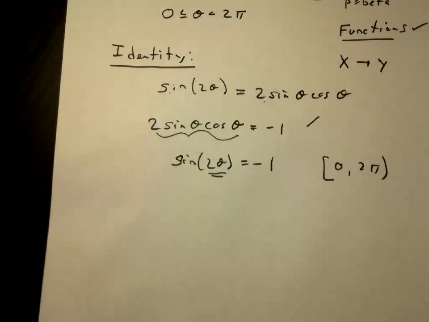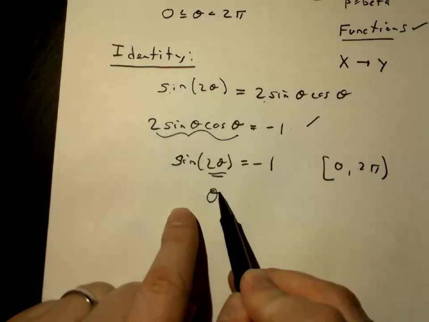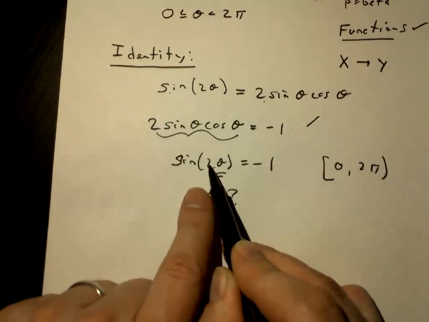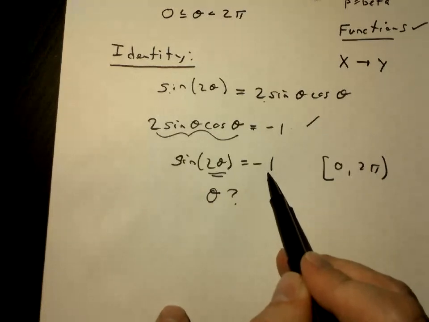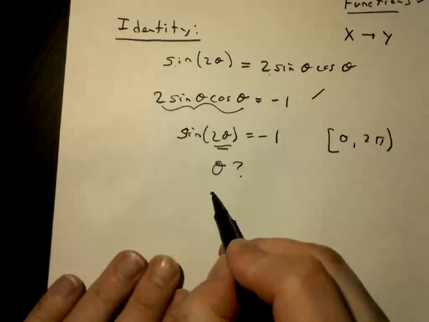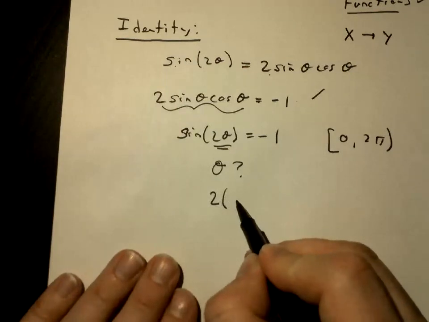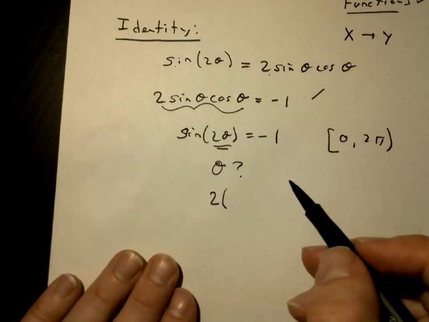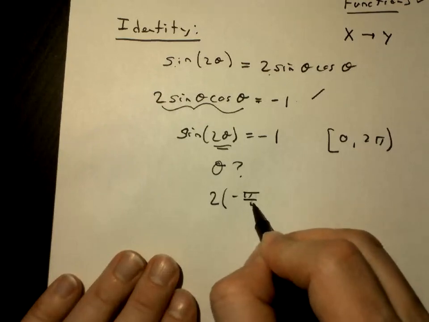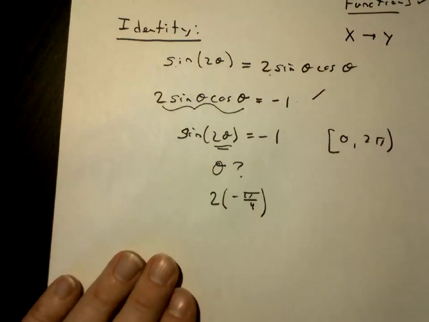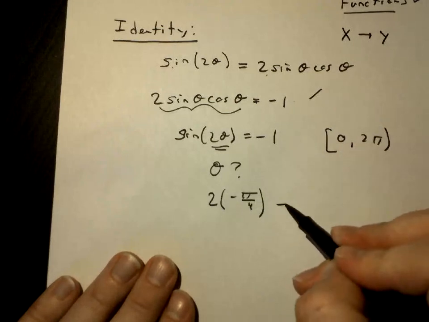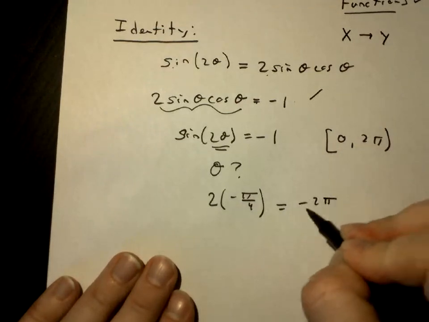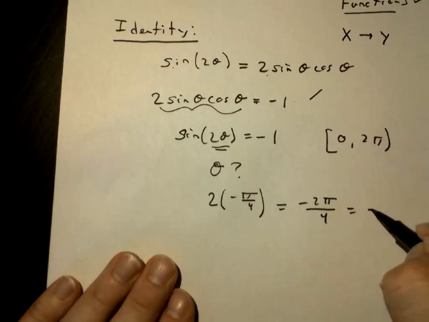Well, you're probably thinking, what angle will give me 2 and then give me -1? So here we go. What if I take 2 times, let's do negative pi over 4? Why pi over 4? Because I'm kind of seeing, can I get -1 from this? So if I multiply both sides, that's 2 pi over 4, and I'm going to have negative pi over 2.